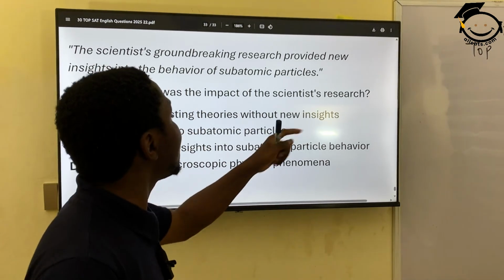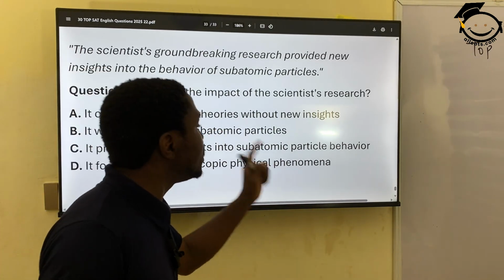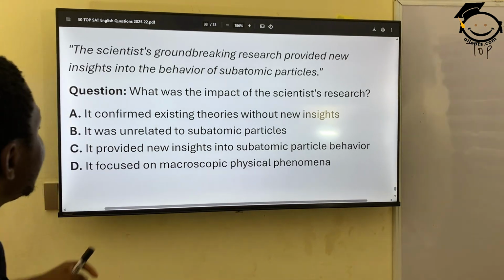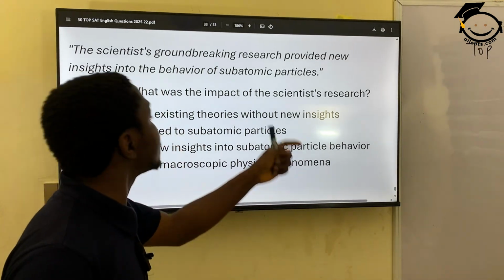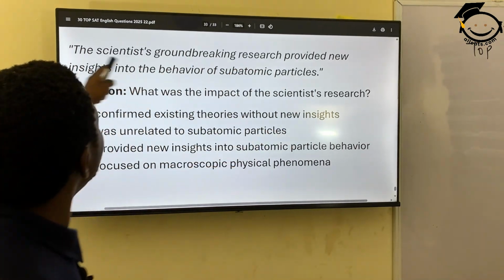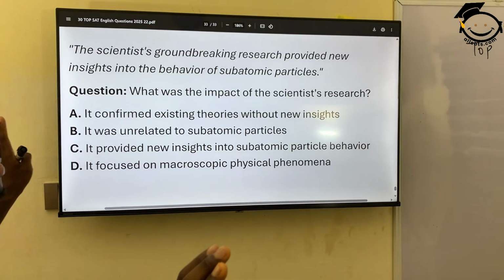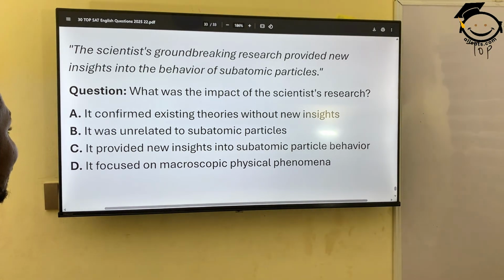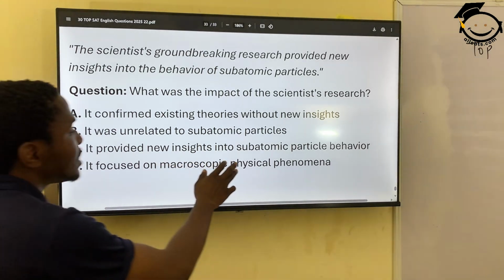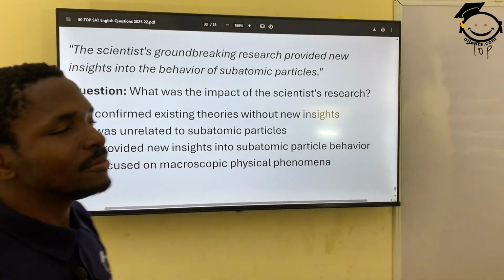Unrelated to subatomic particles. C. It provided new insight into subatomic particle behavior. And lastly, it focused on macroscopic physical phenomena. Let's go back. The scientists' groundbreaking research provided new insights. So what would be the answer there? I'm sure you've gotten it already. Provided new insight into subatomic particle behavior.